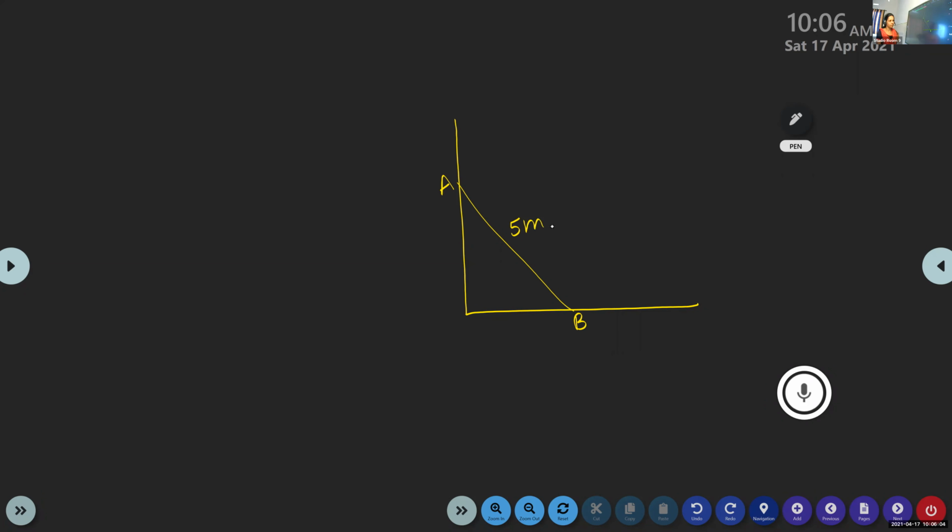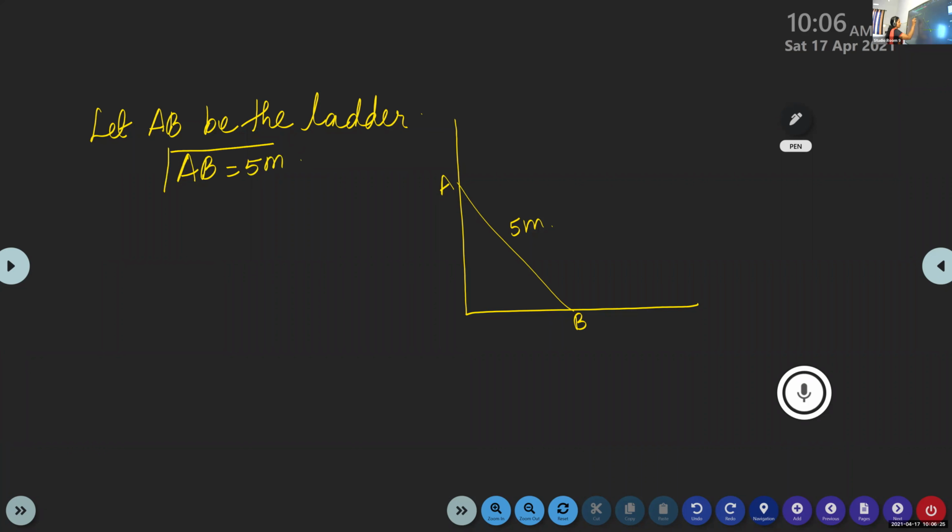Don't write now, listen, children. You can write it afterwards. First listen. Let AB be the ladder. It is given the length of the ladder is 5 meter. It is not changing, it is fixed.